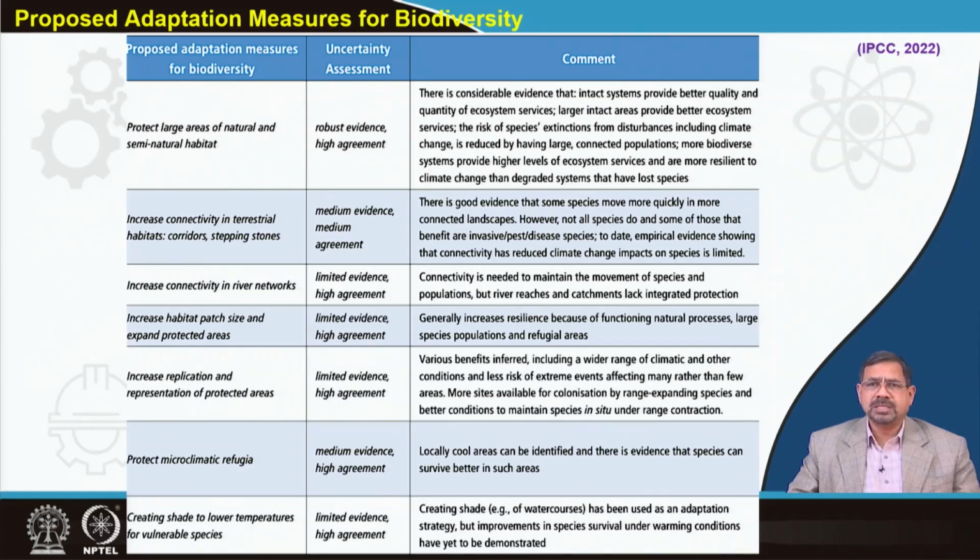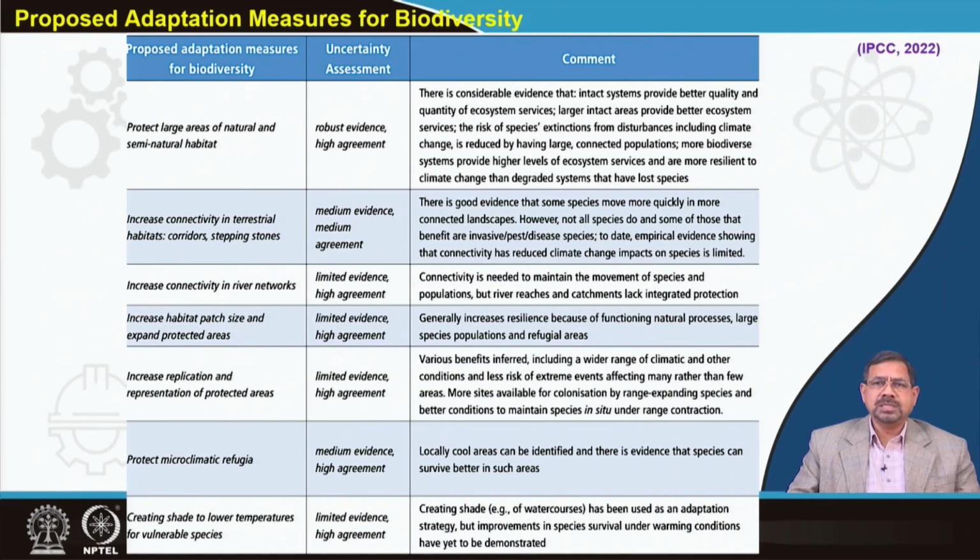There is agreement and disagreement, but more so if there is connectivity between two protected systems, there is good evidence that some species move more quickly in more connected landscapes. However, not all species do, and some of those that benefit are invasive pest or disease species. So, to date empirical evidence showing that connectivity has reduced climate change impacts on species is limited.